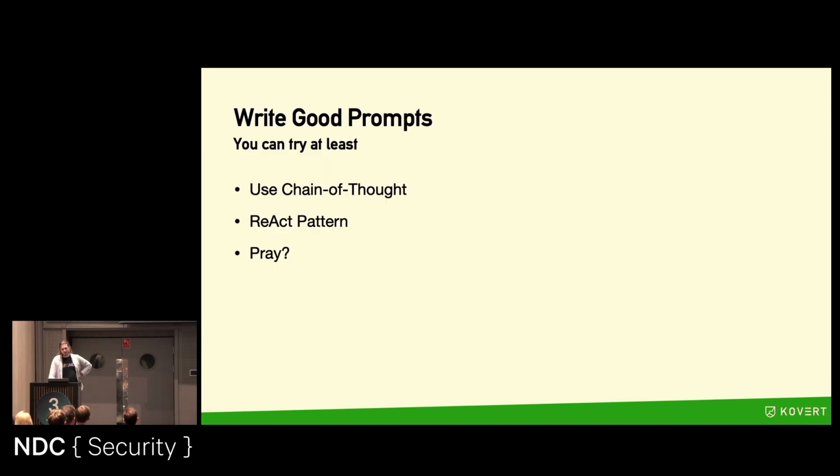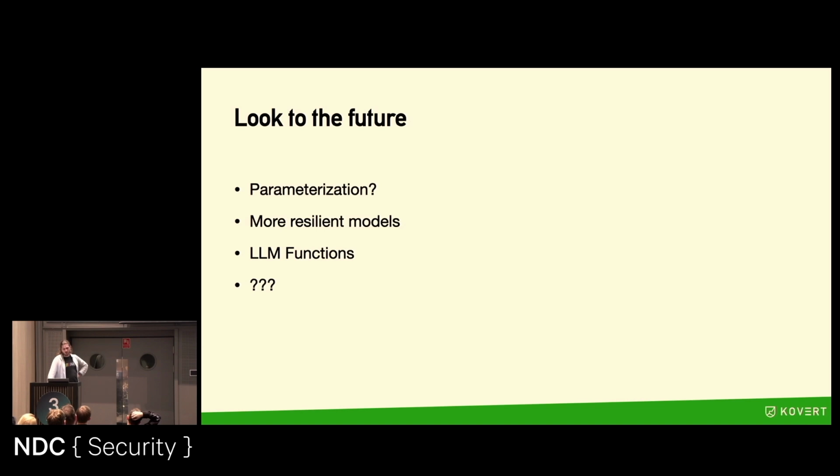So okay, write good prompts. That kind of helps, but it doesn't fully solve any security problems either. But it'll at least help with some of the misinformation and hallucinations. Looking to the future, we're hoping for parameterization, just more resilient models. You can also try the OpenAI functions tool, which structures all the output from the model into JSON or something, and they kind of do that work for you.